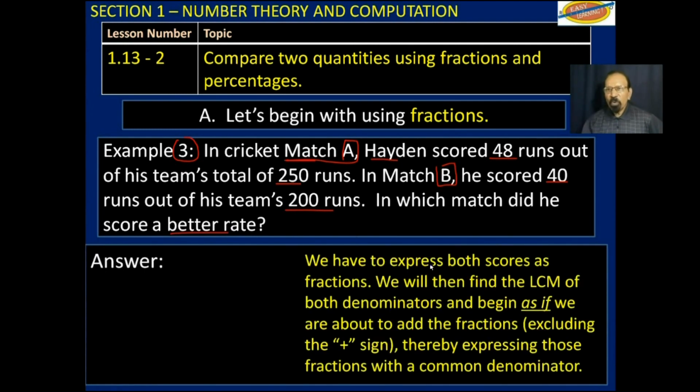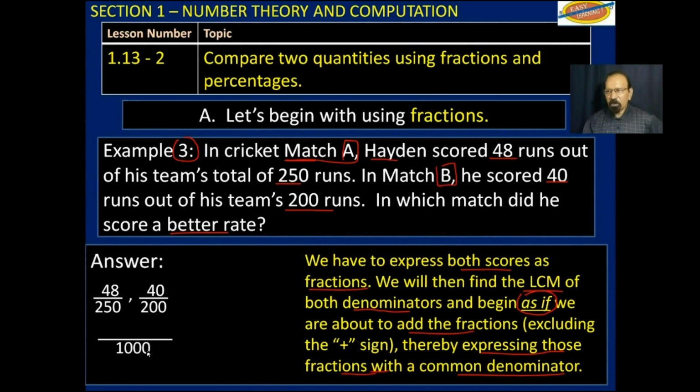So as we said, we will express both scores as fractions. Then we will find the LCM of their denominators and begin as if we are about to add the fractions, but we will not write the addition sign. And thereby we are expressing those fractions with a common denominator. So for match A, 48 out of 250. Match B, 40 out of 200. Now what is the LCM of 250 and 200?